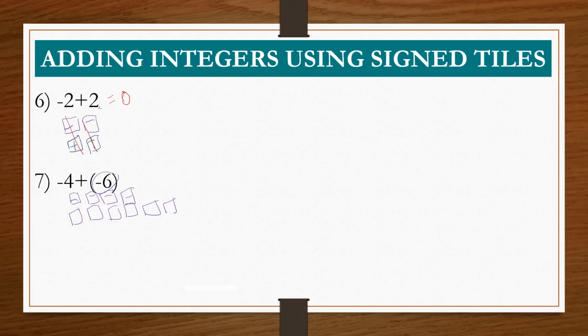4, 5, and 6. All right, now there is no positive tile, so we are going to count how many tiles are there in all. So we have 1, 2, 3, 4, 5, 6, 7, 8, 9, and 10. So we have 10 tiles, but those tiles are all negative. So the sum of -4 and -6 is -10.